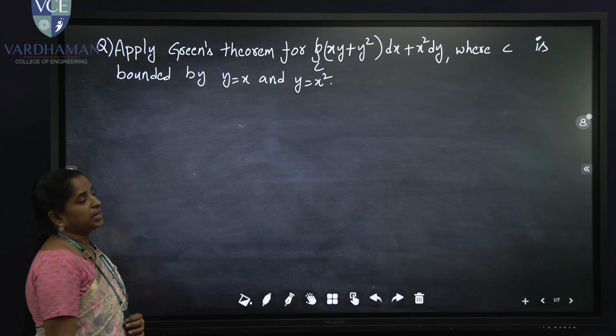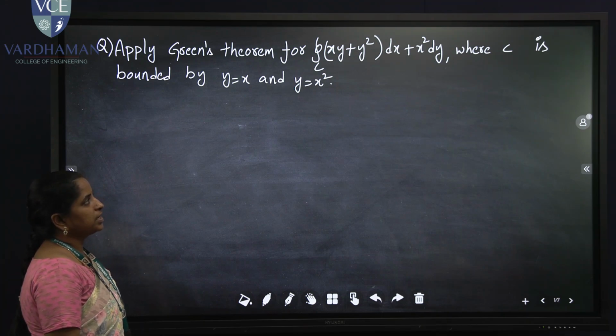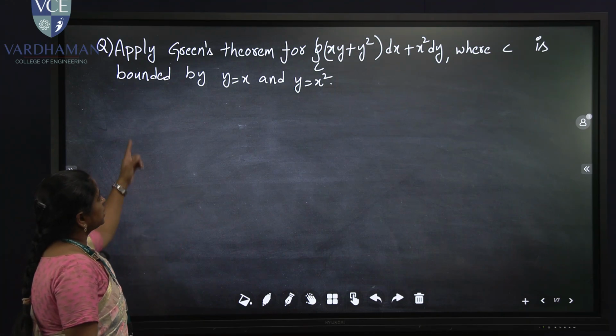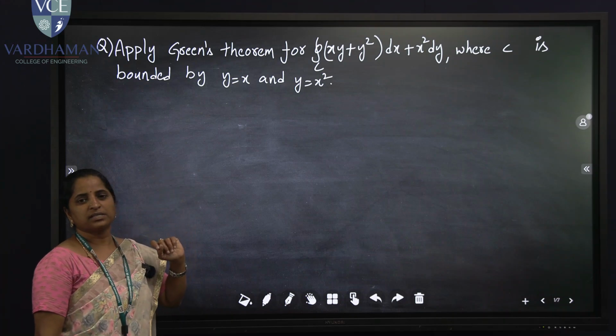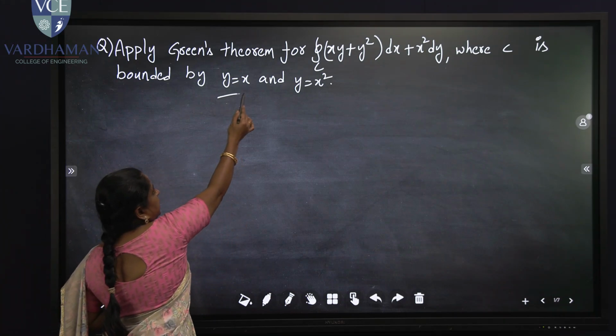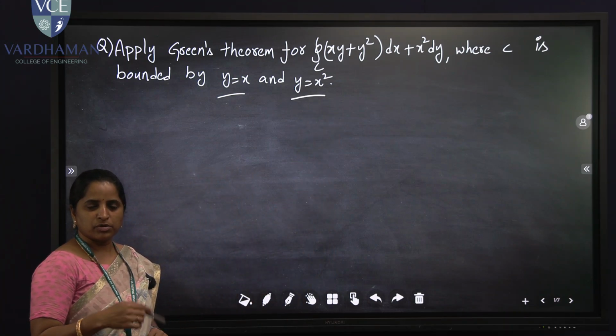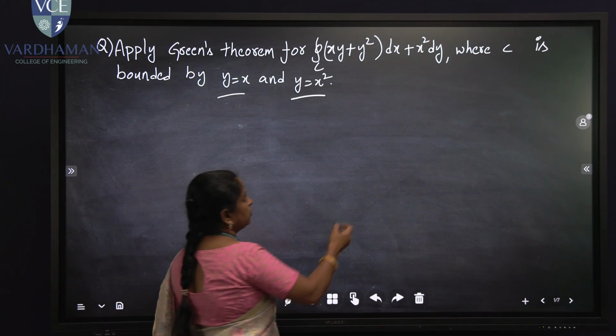The question is: apply Green's theorem for the closed integral over C of (xy plus y square) dx plus x square dy, where C is bounded by y equal to x and y equal to x square. y equal to x is a straight line and y equal to x square is a parabola. Before solving the problem, let us see the graph of this.